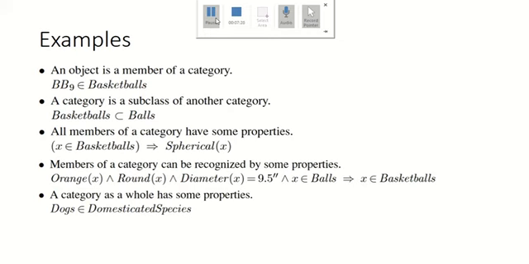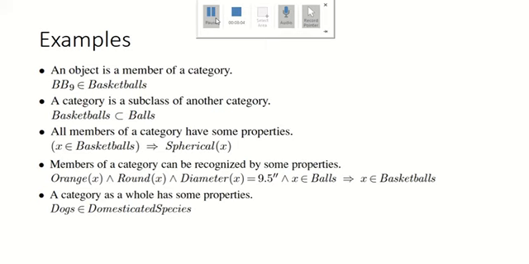Now, to describe another property: members of a category can be organized by some properties. So here we are dealing with some categories and some properties, like the basketball. The color of the basketball is orange, its shape is round, and we are taking a certain standard diameter, and so on. So this is the predicate after considering those properties.